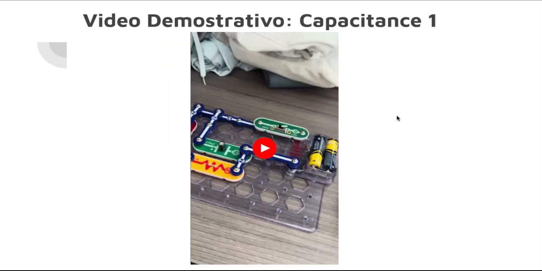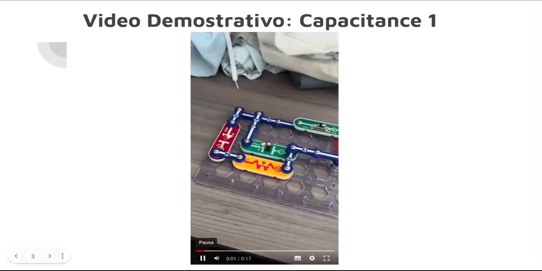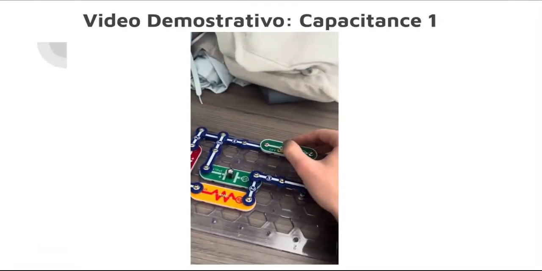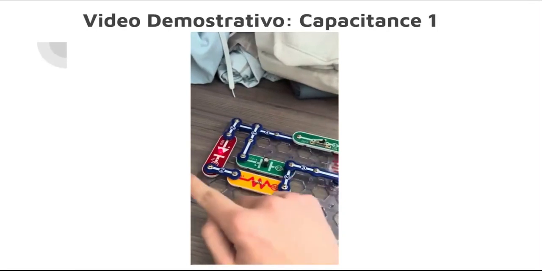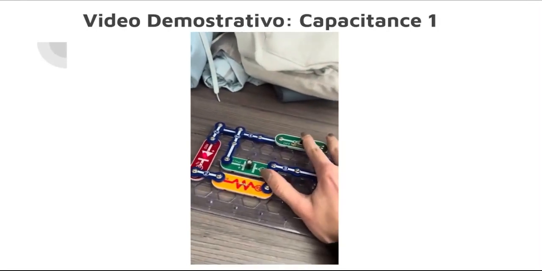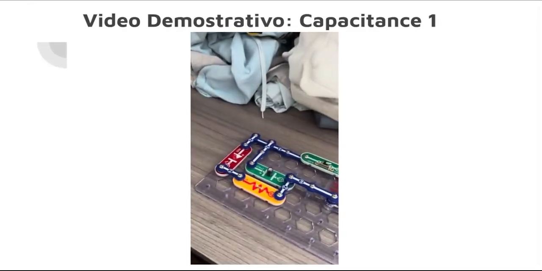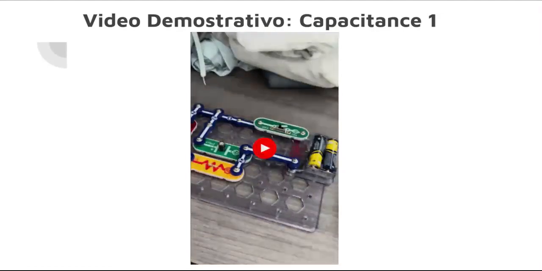This is the first video, and this is the first arrangement for capacitance 1. So right now I have my circuit kit arranged like this. I'm going to turn this on for 2 seconds. 1, 2, turn it off, and then put the timer on until it fades. That was the capacitance 1 arrangement.